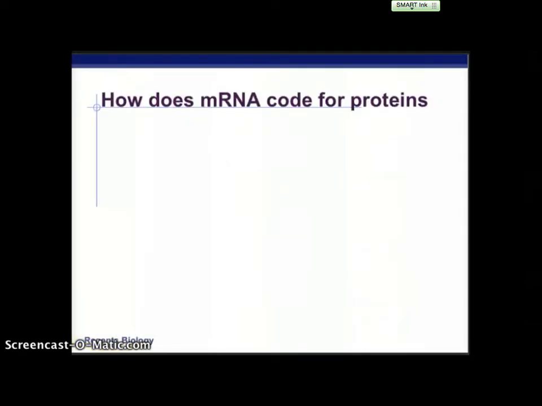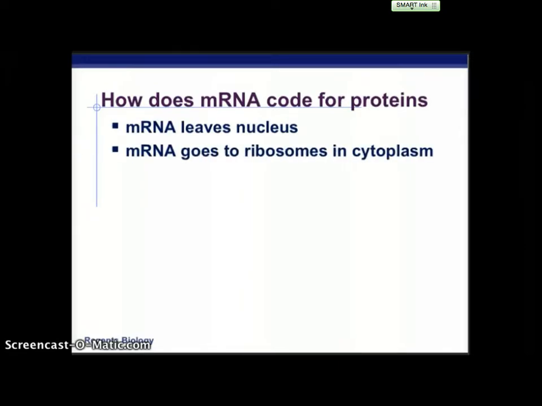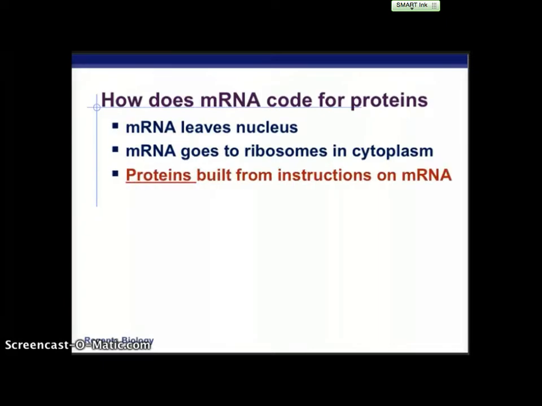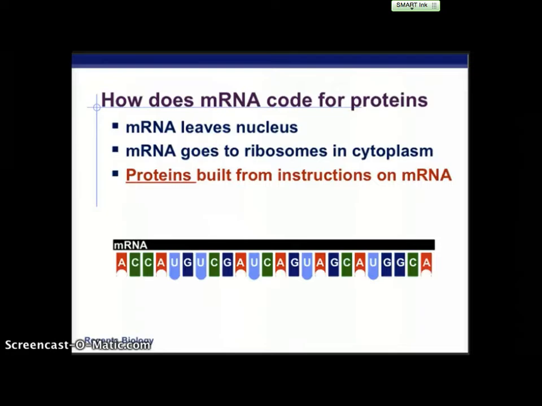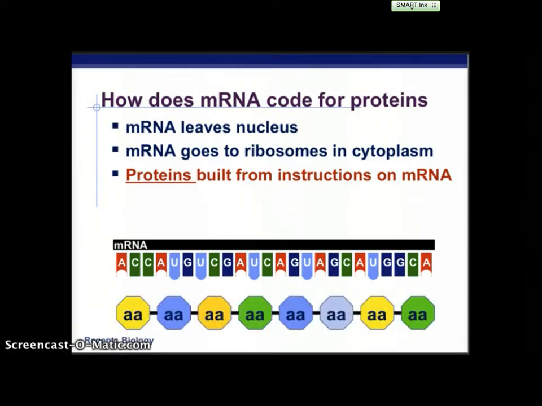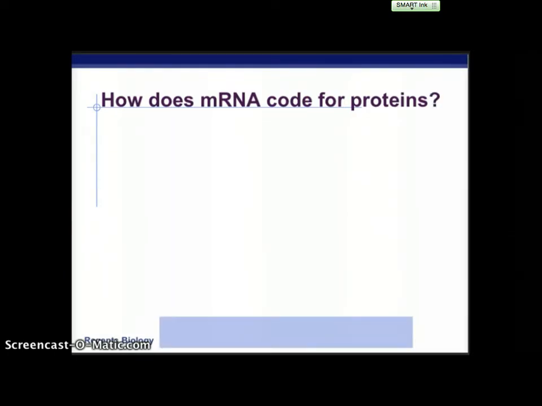How does mRNA code for proteins? Again, mRNA leaves the nucleus, mRNA goes to the ribosome in the cytoplasm. Proteins are built from instructions on the mRNA. So we're going to use these instructions. You'll see here ACC, AUG, those are the instructions to get our amino acid. But how does it do this? How does mRNA code for proteins?